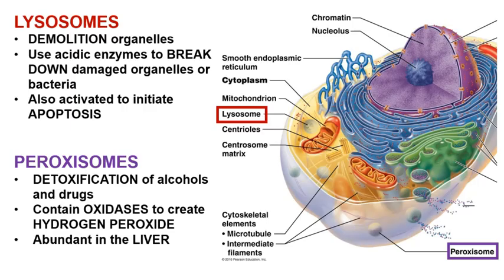Next, we have lysosomes and peroxisomes. These are small, sac-like organelles, so they're going to look, at least in diagrams, very similar to one another. Lysosomes are small sac-like structures that contain digestive enzymes, and lysosomes function as demolition organelles. The enzymes contained within them are used to break down damaged organelles, worn out cell parts, or they're also used to destroy pathogens like bacteria.